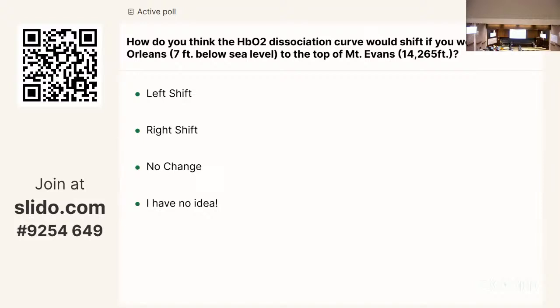Thinking about that, we thought about a couple of different effects. One of them is going to affect this dissociation curve when we change altitude. So I want you to give it a go. Think about what kind of shift we'd see if we moved from New Orleans, which is actually a little bit below sea level, all the way to the top of Mount Evans, which is a very, very tall mountain. We're going to use this to remind ourselves what that dissociation curve is talking about as we move from talking about oxygen and how it's carried in the blood to talking about carbon dioxide.